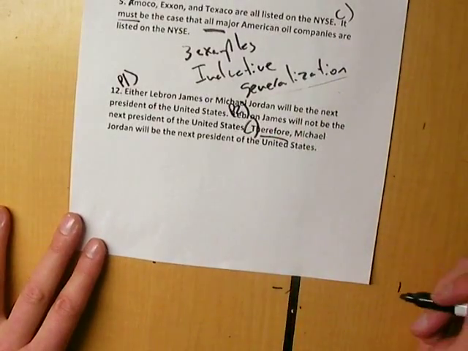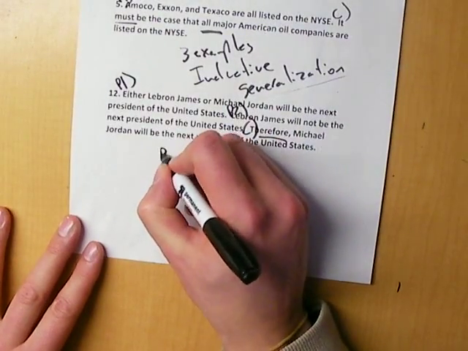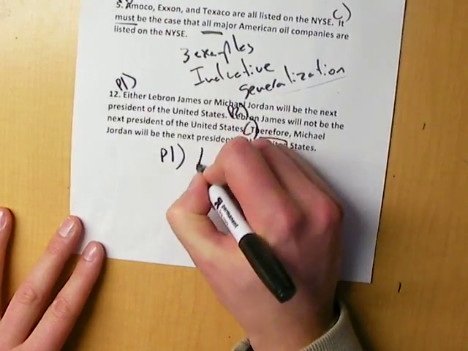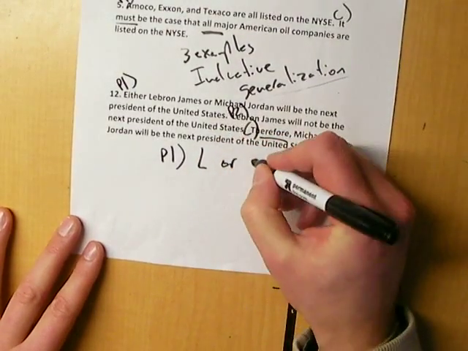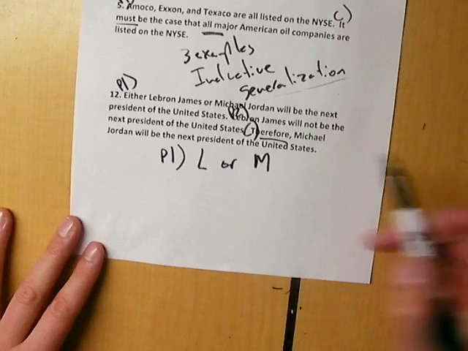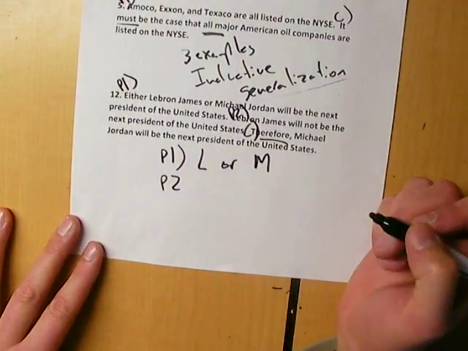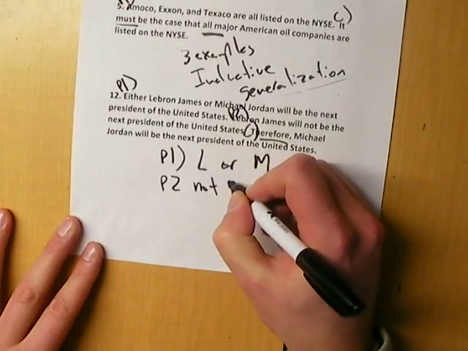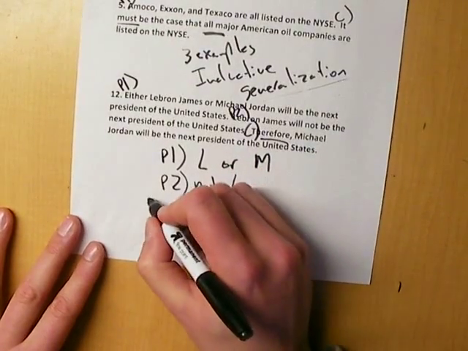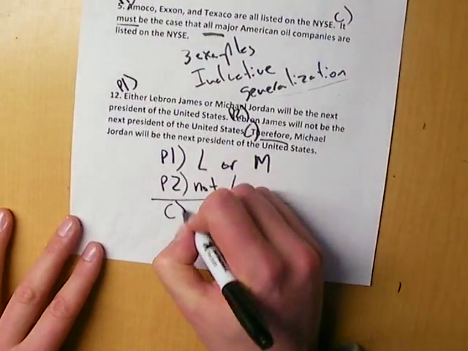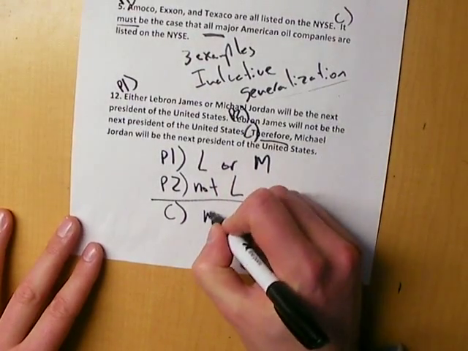And let's go ahead and lay this one out formally here. P1, it's either LeBron or it's Michael. I'm just going to abbreviate there, LeBron or Michael. Premise 2, it's not LeBron. Therefore, our conclusion, therefore, it's got to be Michael.